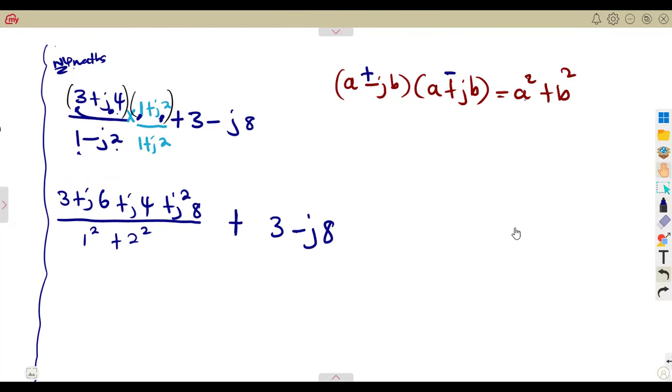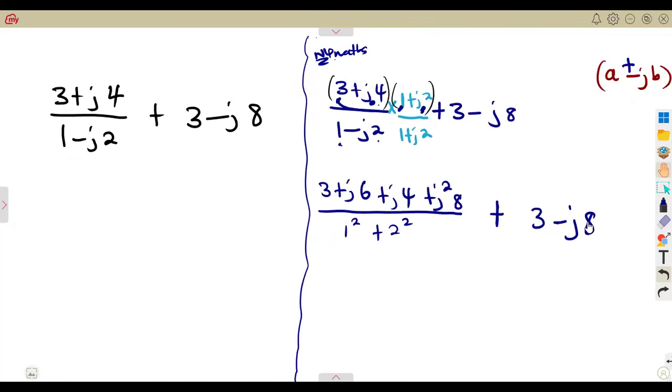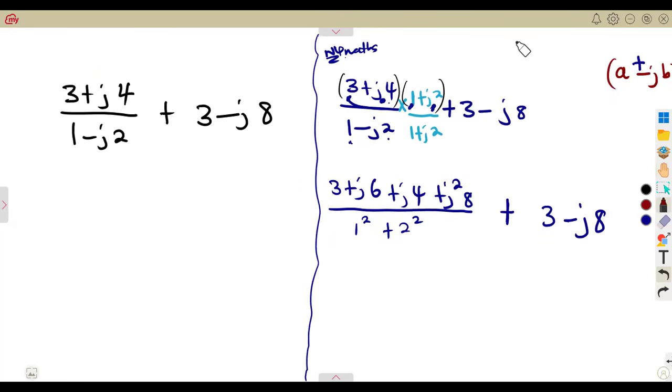All right, let's simplify our complex number here. Remember, J squared from our maths is minus 1. So wherever we've got a J squared, we have a negative 1. So I'm going to replace this J squared with a negative. It will be 3 minus 8, which is minus 5. The J6 and the J4, remember these can be added. Simply add 4 plus 6, which is 10. So that's J10, everything over 1 squared plus 2 squared, which is 5.